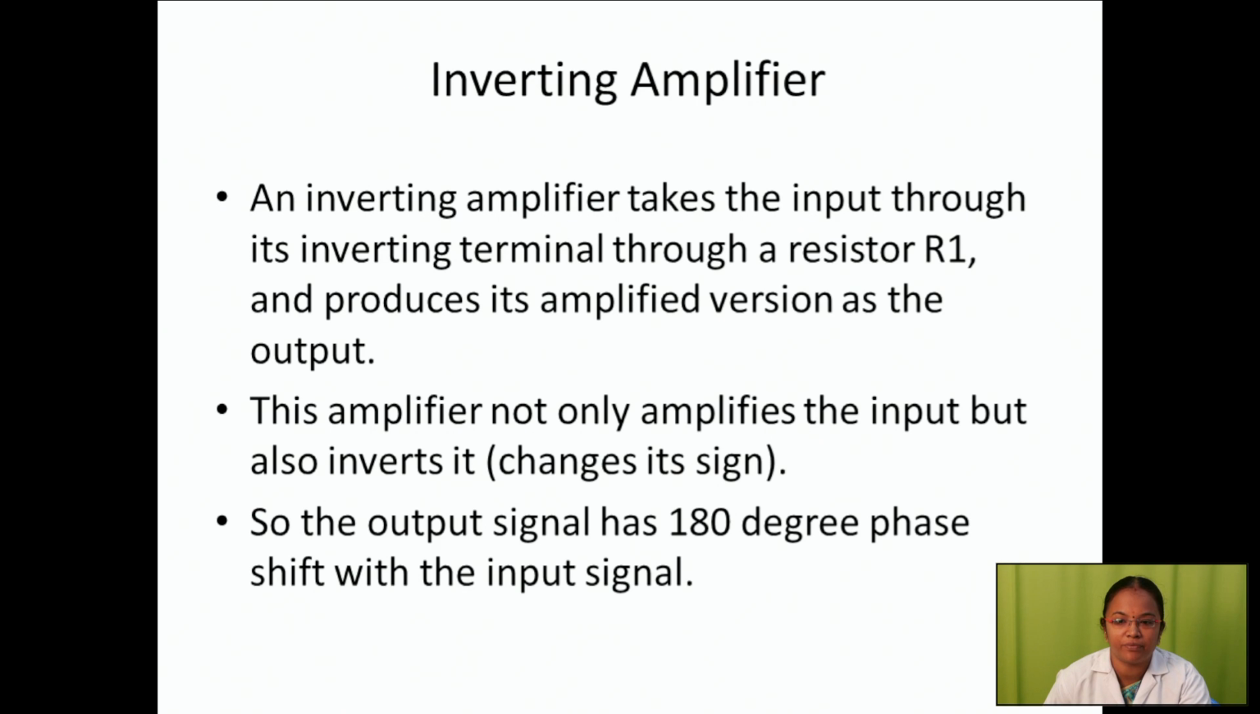An inverting amplifier takes the input through its inverting terminal through a resistor R1 and it produces its amplified version as the output. So this amplifier not only amplifies the input but also inverts it. That is, the sign gets changed. So the output signal has 180-degree phase shift with the input signal.